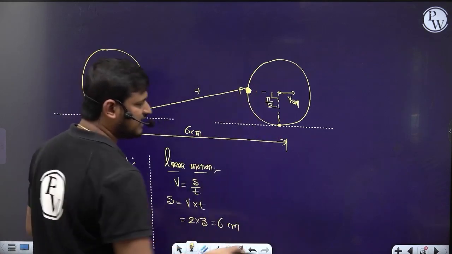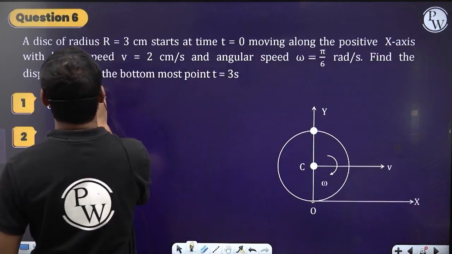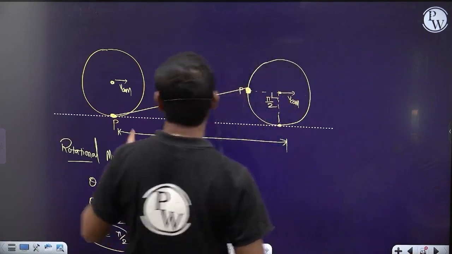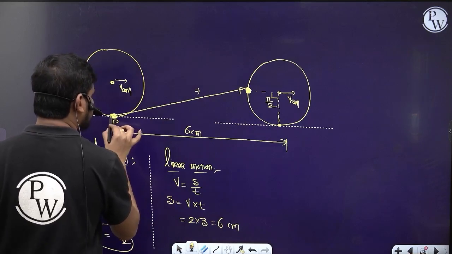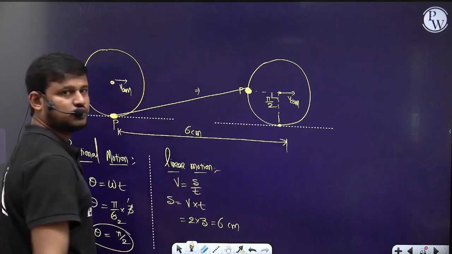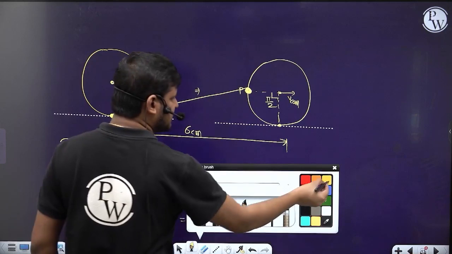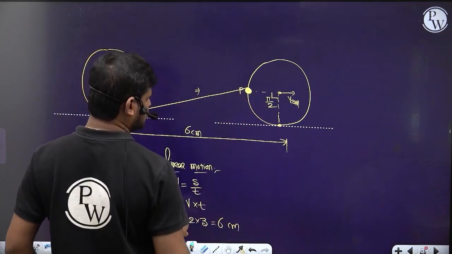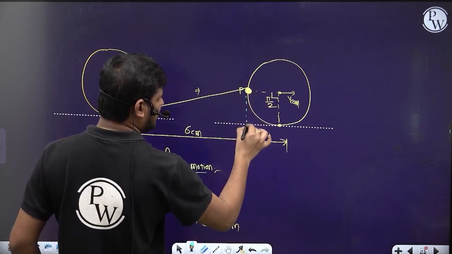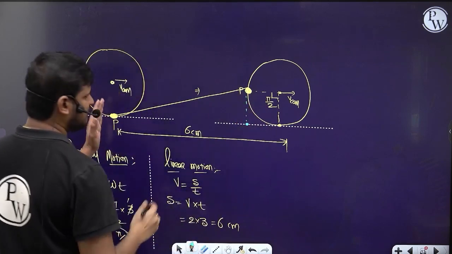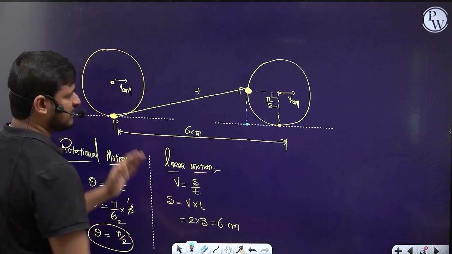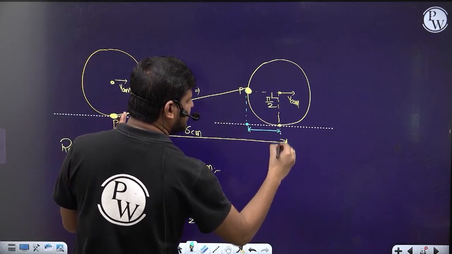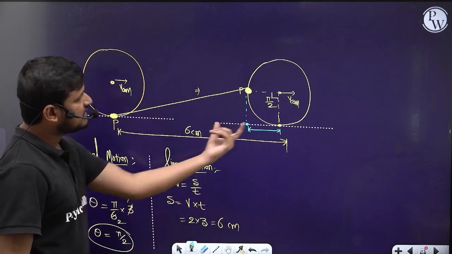But what is required in the question? Find the displacement of the bottommost point. The bottommost point has moved from here to here. So shall I say the displacement will be this part? Actually we need this part. What will be the distance till here? This total distance is 6. So now can we subtract the radius from here?